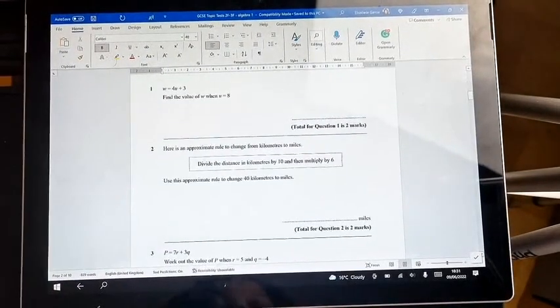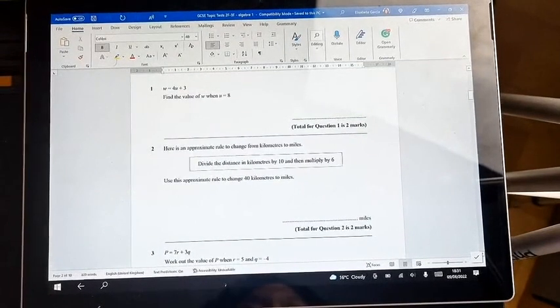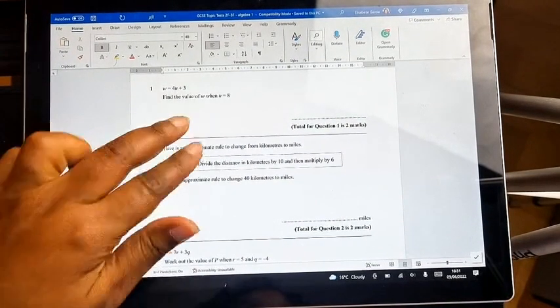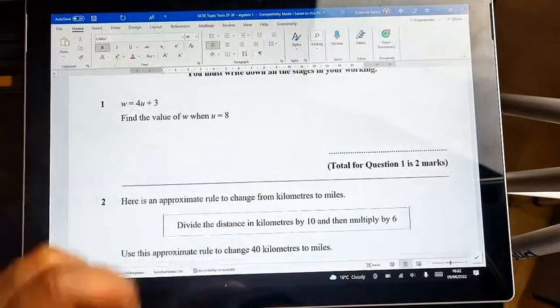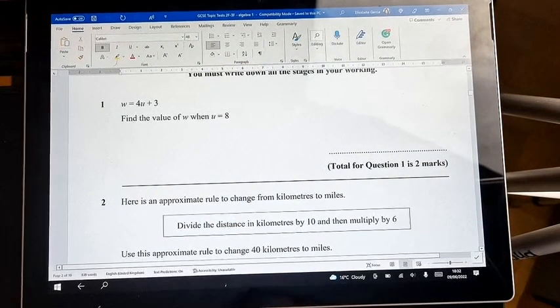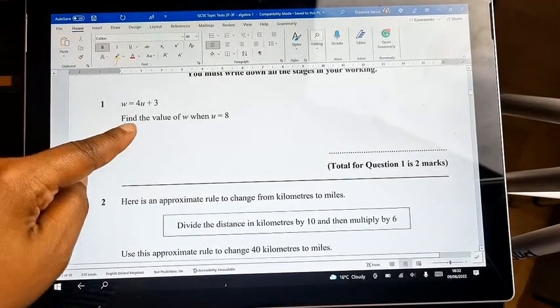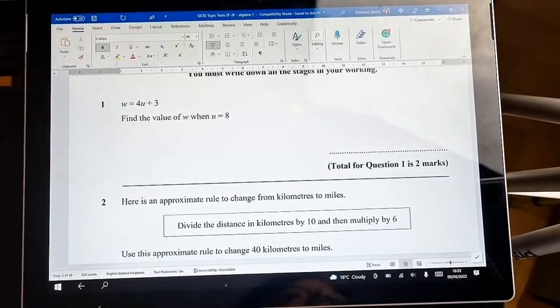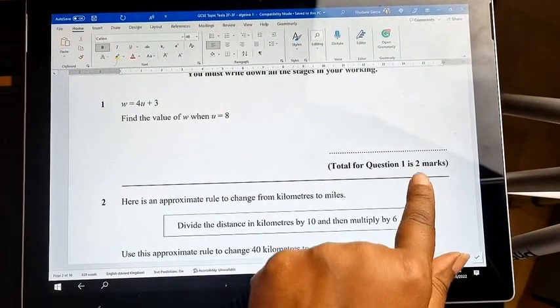Okay, so here we have W equals 4U plus 3. Find the value of W when U is equal to 8. So in this question, can you all see, guys? Fantastic. So in this question, he's asking for substitution. So they gave us the number value for U, and it's only 2 marks.